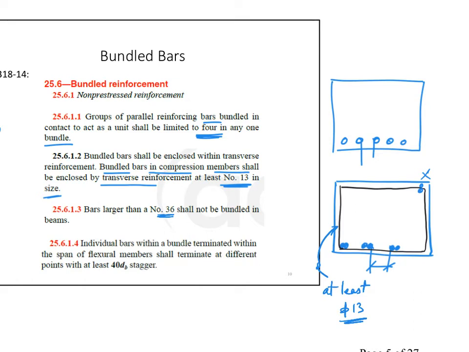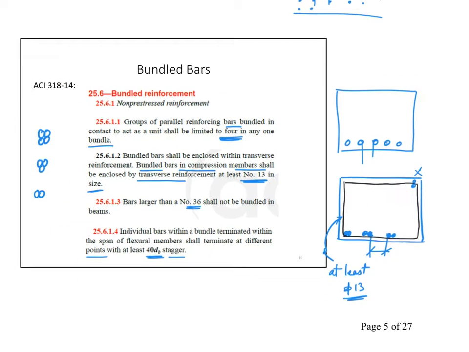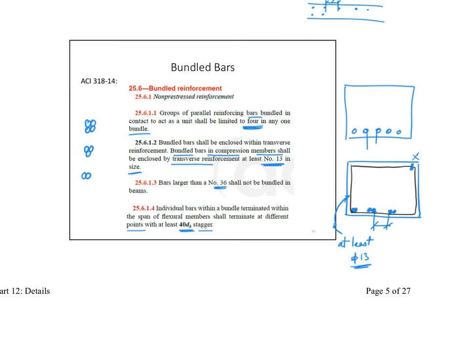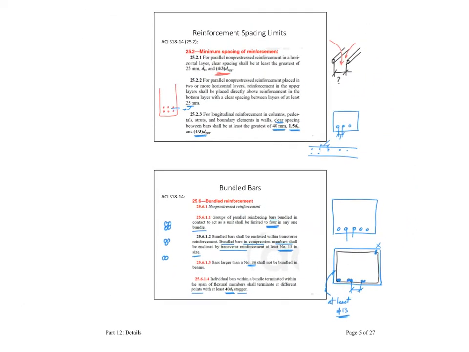Individual bars within a bundle terminated within this span of flexural members shall terminate at different points with at least 40 dB stagger. Now, if you're terminating the bundled bars, make sure that you don't terminate all of them together. You don't stop all the bars together. You stop some and you continue other ones, okay, until you reach the end of the cage that you're looking for.